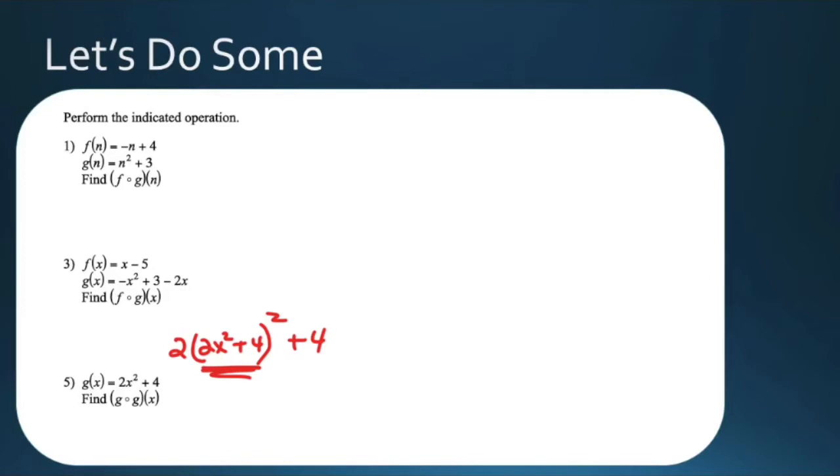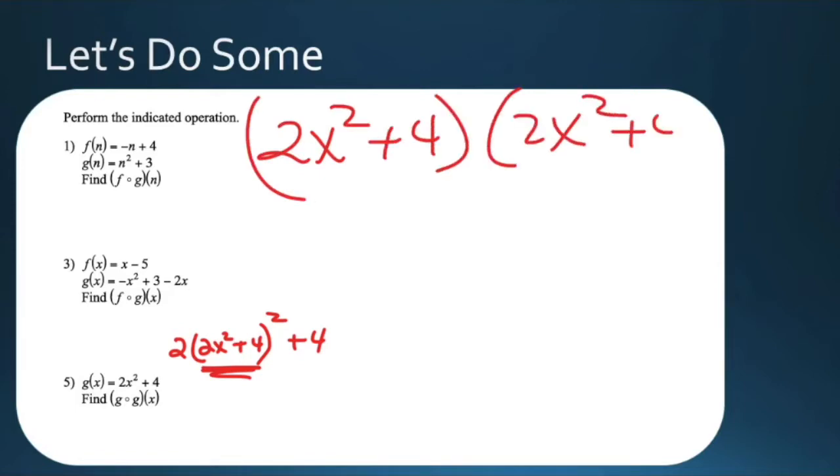If you need to go up on the side over here and write 2x squared plus 4 times 2x squared plus 4, and then multiply by the distributive property, do it, and then come back down. If you can do it in your head quick, then go ahead, okay?